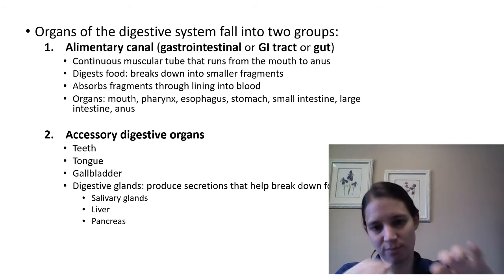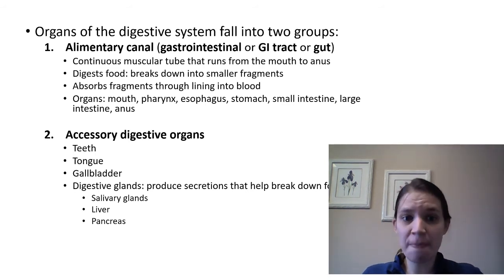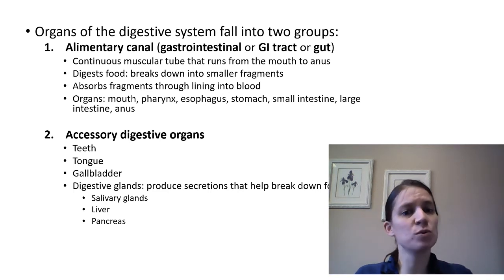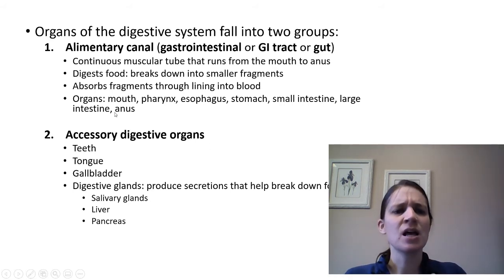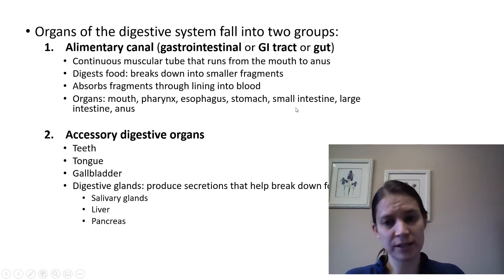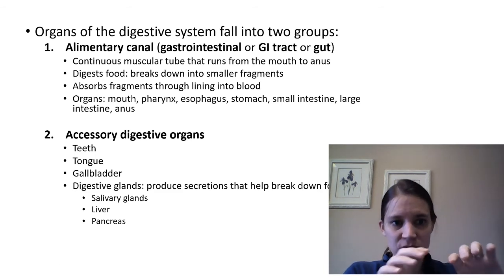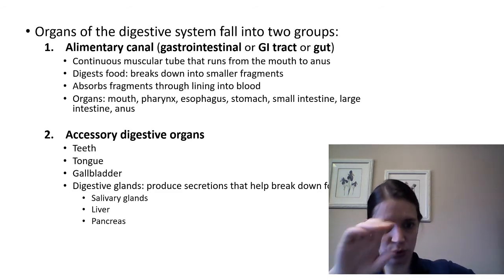It's the big tube inside of you. It's going to digest food, and it's where you're actually absorbing nutrients through that lining into the blood. And this has the mouth, the pharynx, the esophagus, the stomach, small intestines, large intestines, anus. We describe them as different organs, but they're all just that tube there, the whole tube.